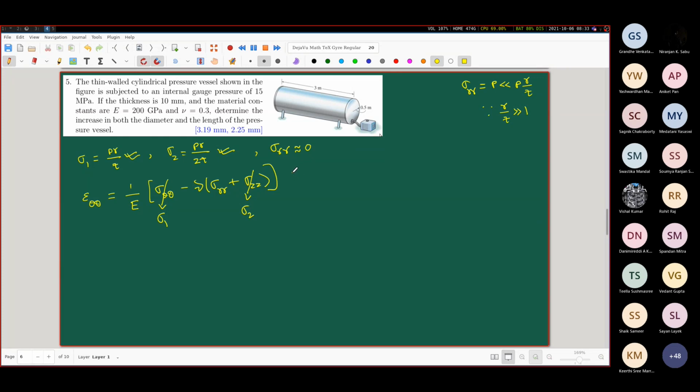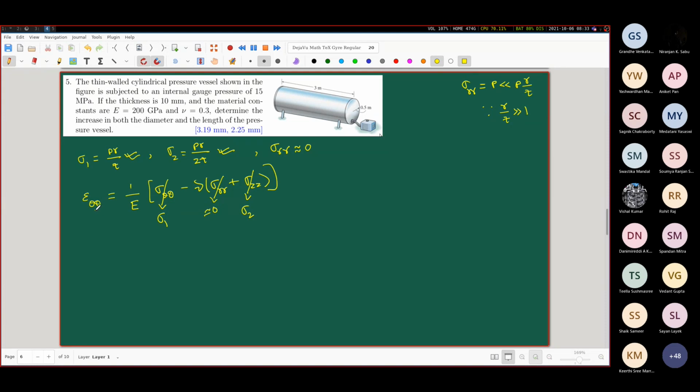And please don't forget that we had alluded to this earlier, that we practically take this sigma RR to be 0, which is why it makes sense for us to consider this case like a plane stress case. So this thing is approximately equal to 0, which is why this is approximately a plane stress case, not a strictly plane stress case. So we know sigma 1, we know sigma 2, the values of Young's modulus and Poisson's ratio are given to us, so we know epsilon theta theta.